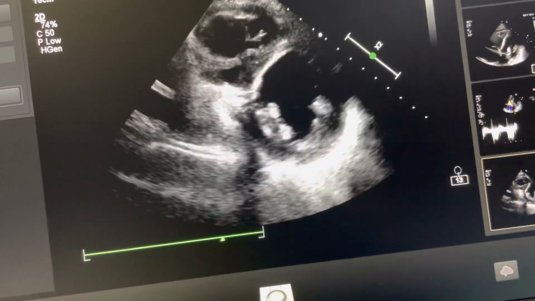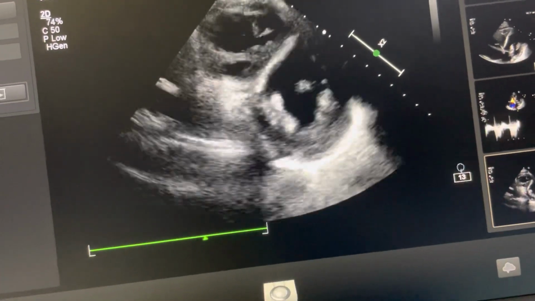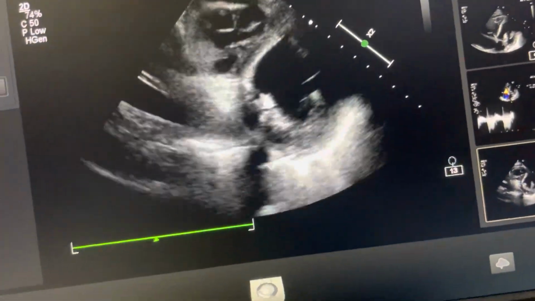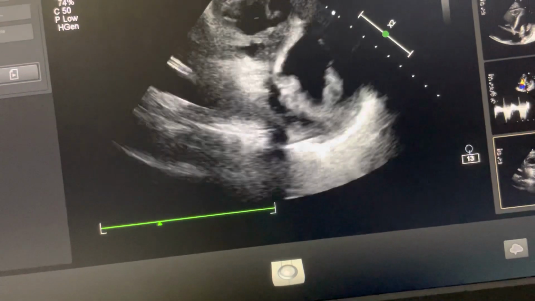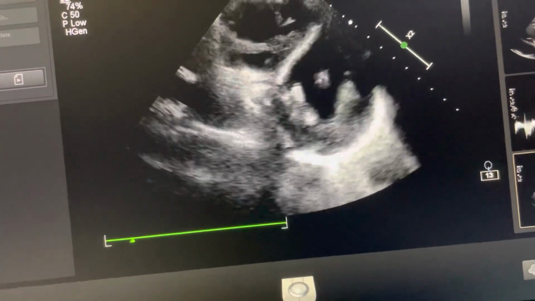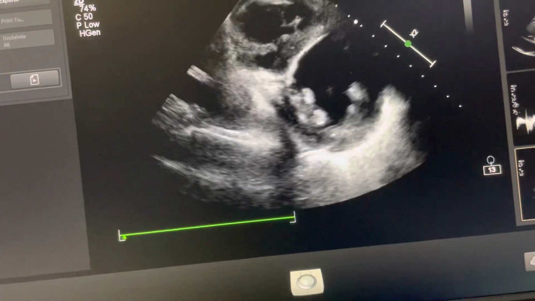Again you see in the same image, that is short axis view. LV is contracting compared to RV. LV is more contracting, RV is not contracting. Systolic dysfunction is in RV.